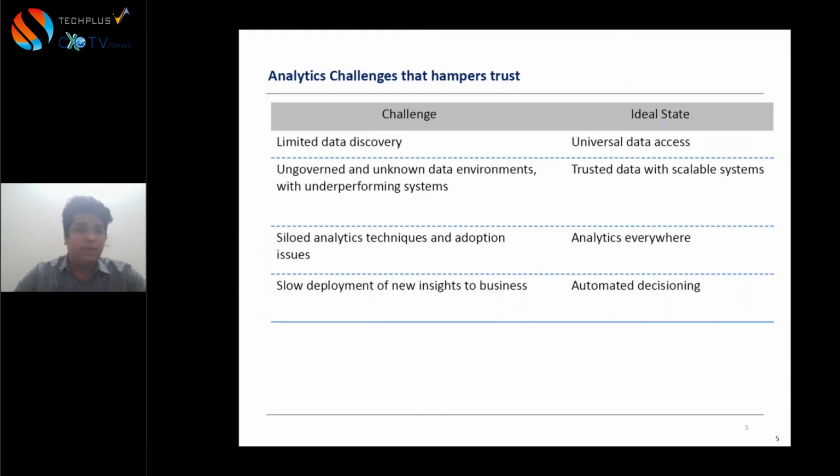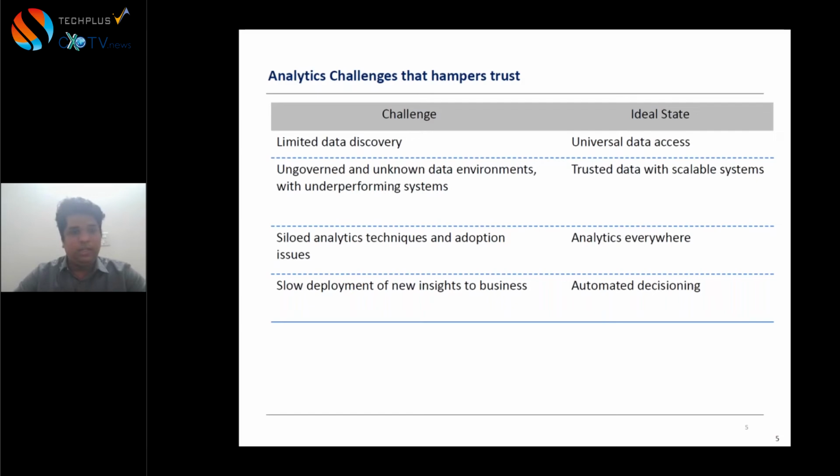Then the kind of analytics challenges that we have seen in the past that hamper the trust are limited or siloed data discoveries, ungoverned and unknown data environments with underperforming systems. I can't exaggerate the extent to which this causes a lot of mistrust in the system. Having multiple sources of the same metric can be an example of this. Having systems where data is there but pulling the data takes a lot of time can be an example of this.